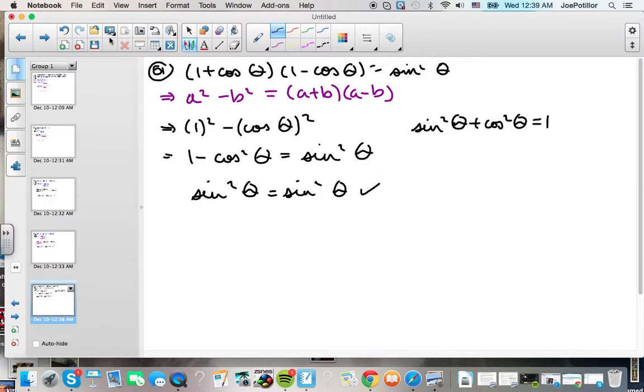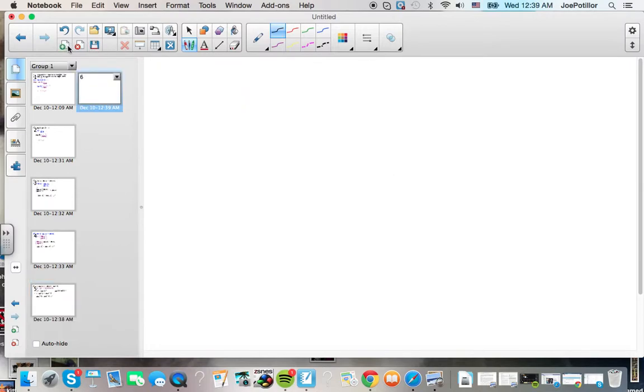Similar problem for number 52, where we have, instead of cosine theta, now it's sine of theta. So we have 1 plus sine of theta times 1 minus sine of theta is equal to cosine squared of theta.